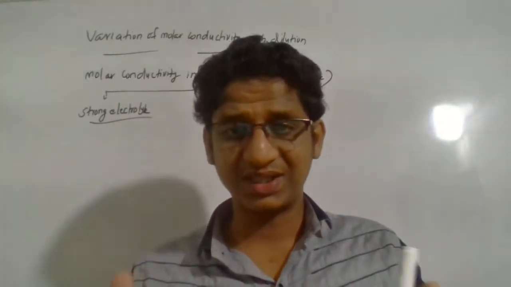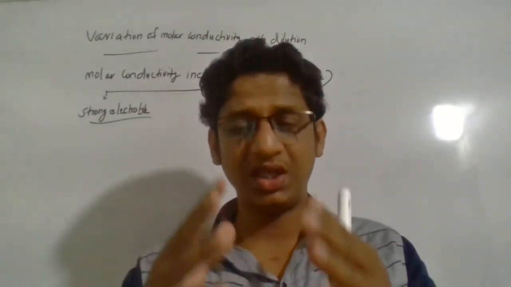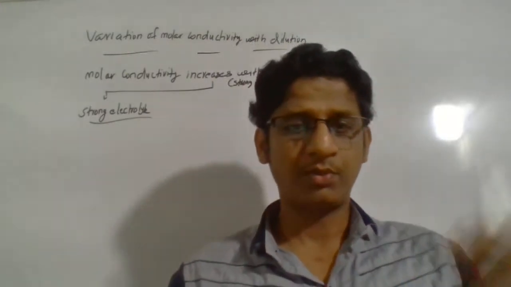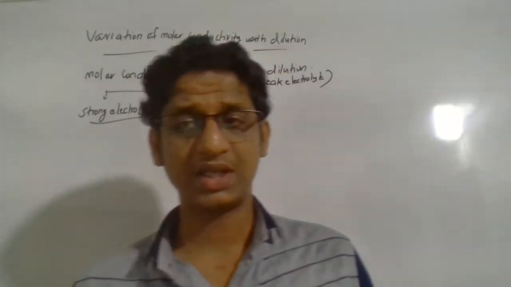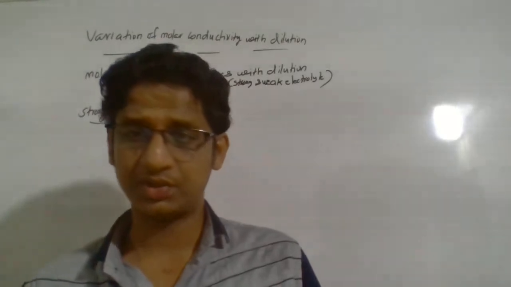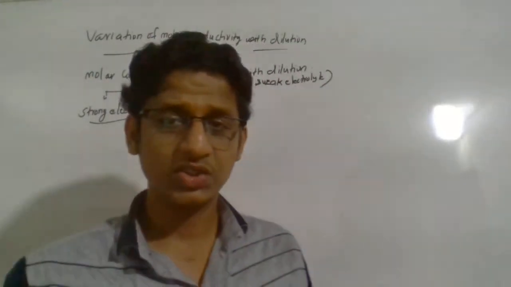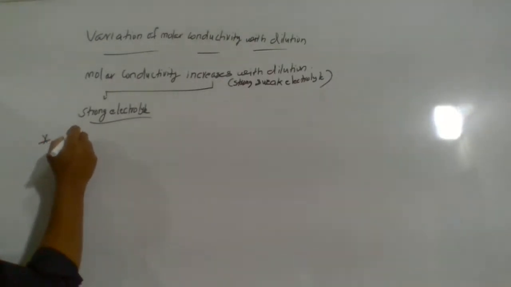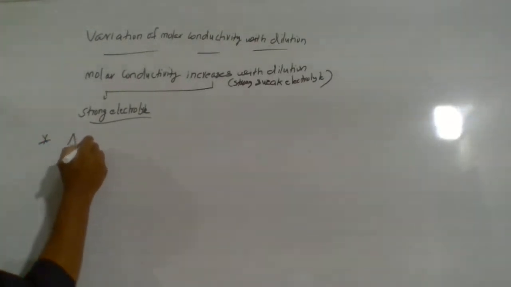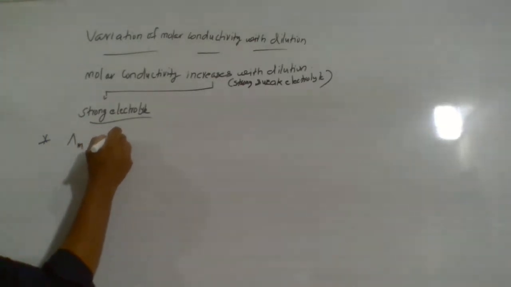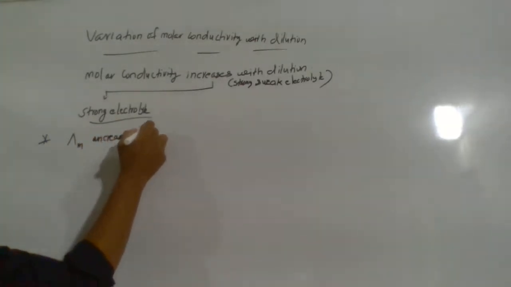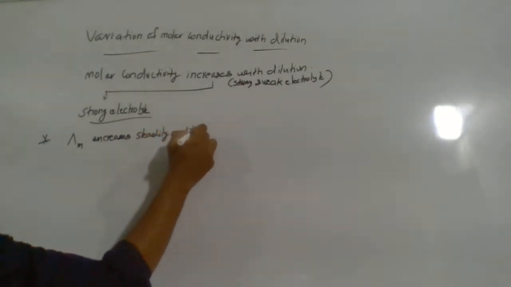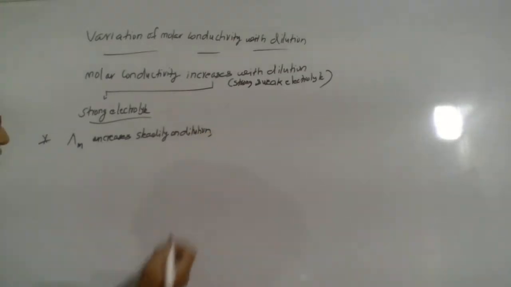The force of attraction decreases, which means each ion, the cation and anion, can independently contribute to the molar conductivity. That's a special case you have to remember related to the molar conductivity of a strong electrolyte. So you can observe molar conductivity, which I can represent as lambda m, increases steadily on dilution. This is something that you observe.